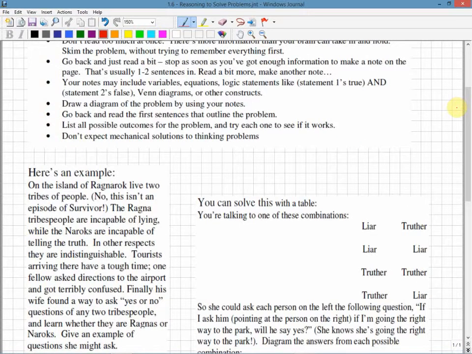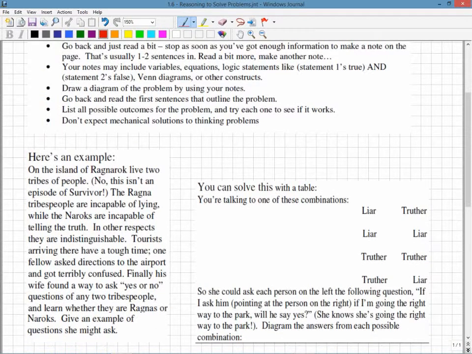Example. On the island of Ragnarok live 2 tribes of people. The Ragna tribespeople are incapable of lying, while the Naroks are incapable of telling the truth. So you have these liars and these truth tellers. In other respects, they are indistinguishable, so you have no idea which one's which.